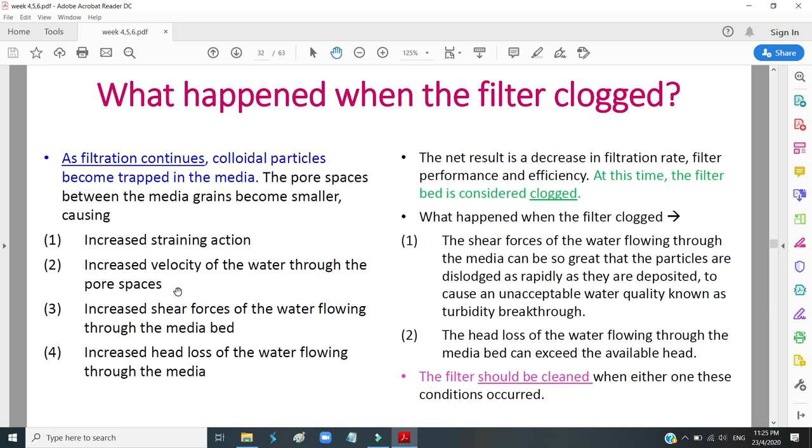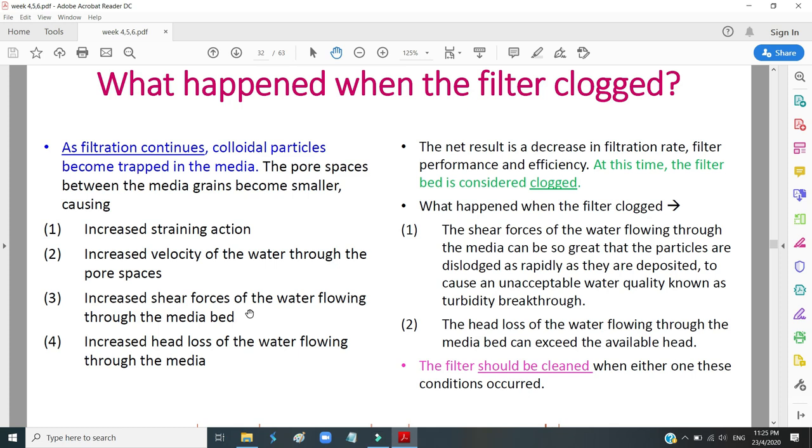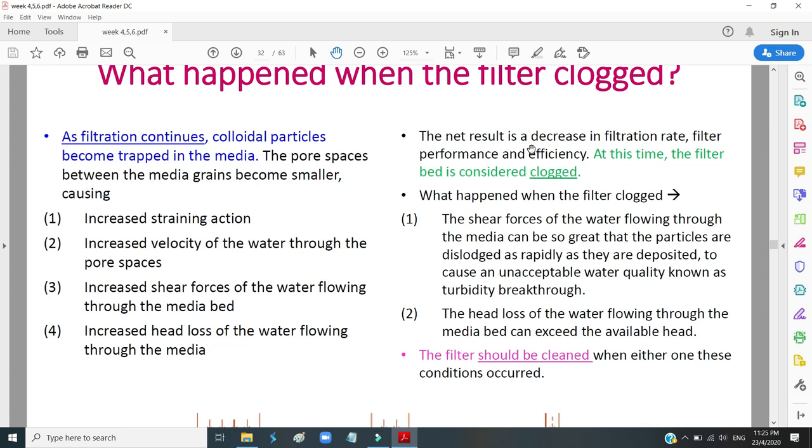And then there are increased shear forces of the water flowing through the media bed. When velocity increases, shear forces will definitely increase also. And then there is also increased head loss of the water flowing through the media. That means more force is needed to overcome the obstacles ahead. The net result is a decrease in filtration rate. So the filtration rate will be slow.